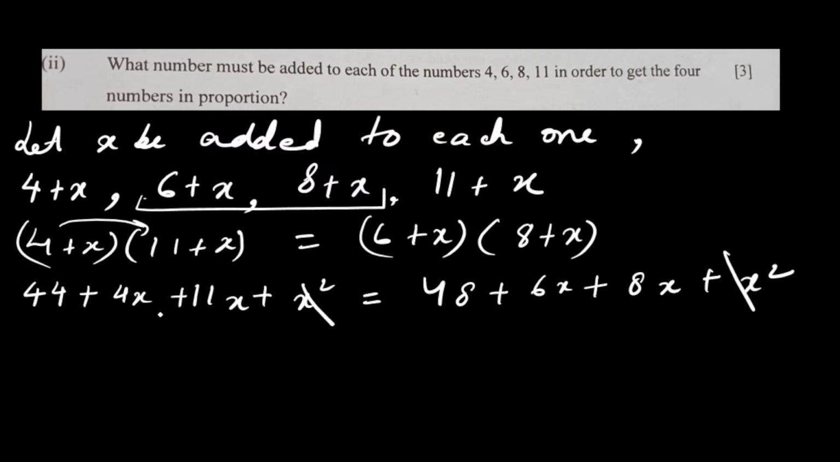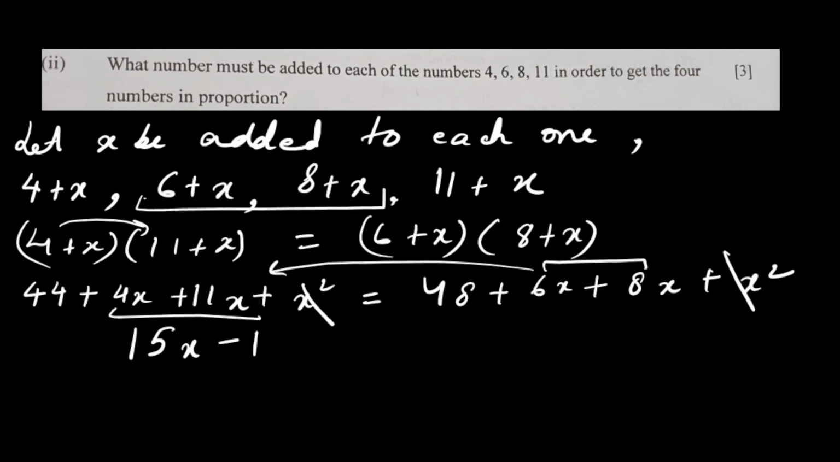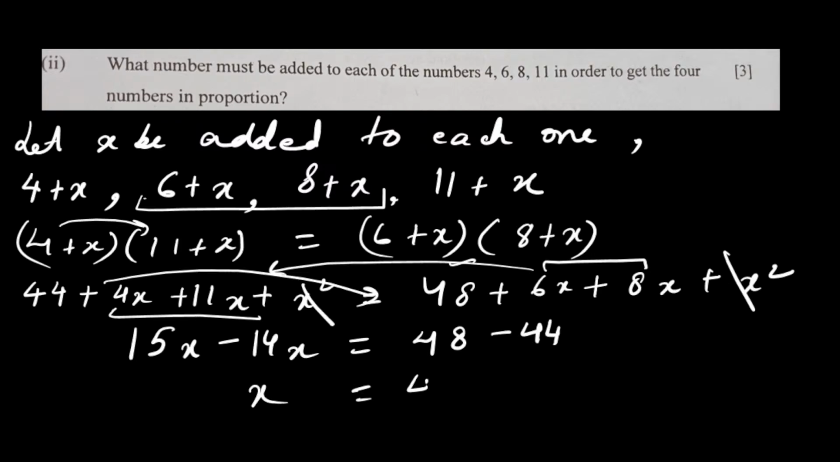Like terms you can shift. So this will become 15x, and this will become 14x. 14x we can shift to the other side, it will become negative 14x. Here we have 48, and 44 we will shift to the other side, it will be negative 44. So x is equal to 4. Yes, those who have done, their answer is correct. Nikita and Jayashree have done, Yashwini has also done. So is this question clear, Shreyasi?